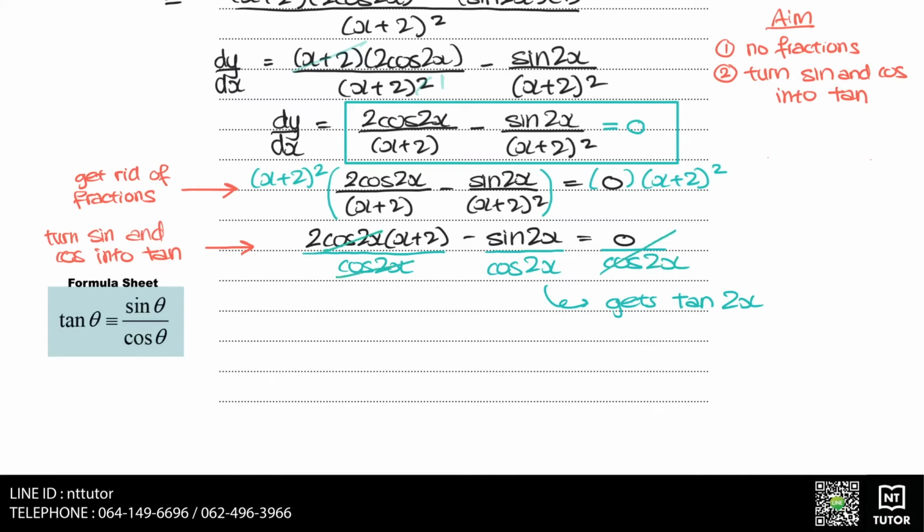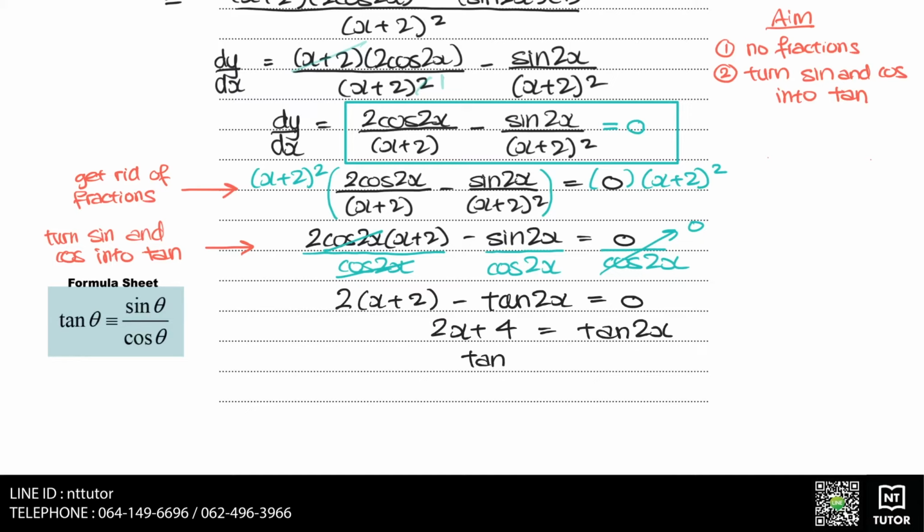And then if we simplify that, we get 2 multiplied by x plus 2 minus tan 2x equals 0, which we can rearrange by moving tan 2x to the other side to get 2x plus 4 equals tan 2x, which is exactly the expression that the question wants us to rearrange it into.